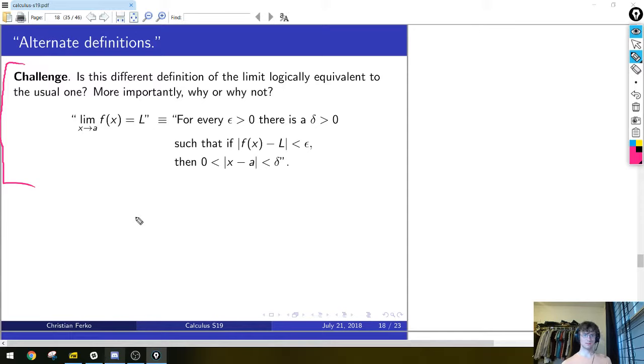Begin quotes. The limit of f of x as x approaches a equals L. Defined for every epsilon greater than 0, there is a delta greater than 0, such that if the absolute value of f of x minus L is less than epsilon, then 0 is less than the absolute value of x minus a is less than delta.